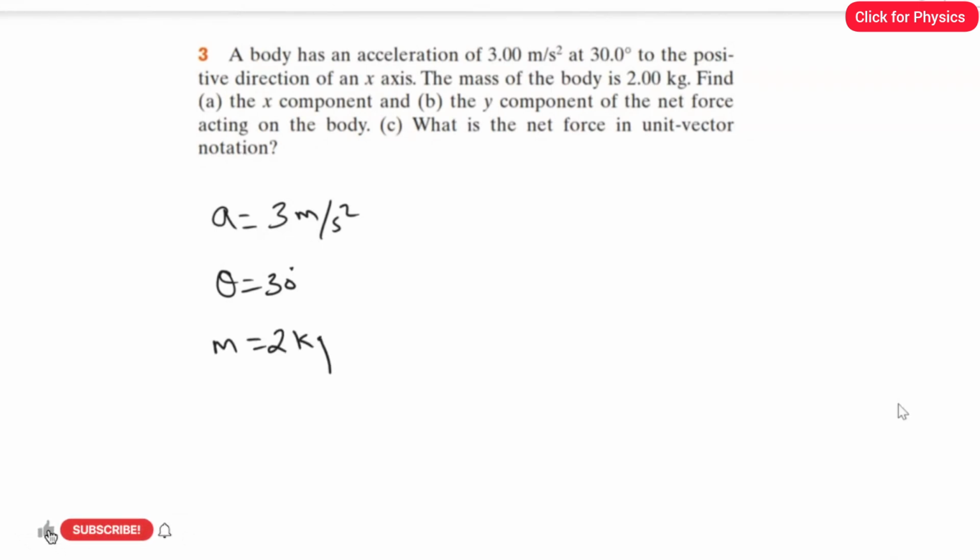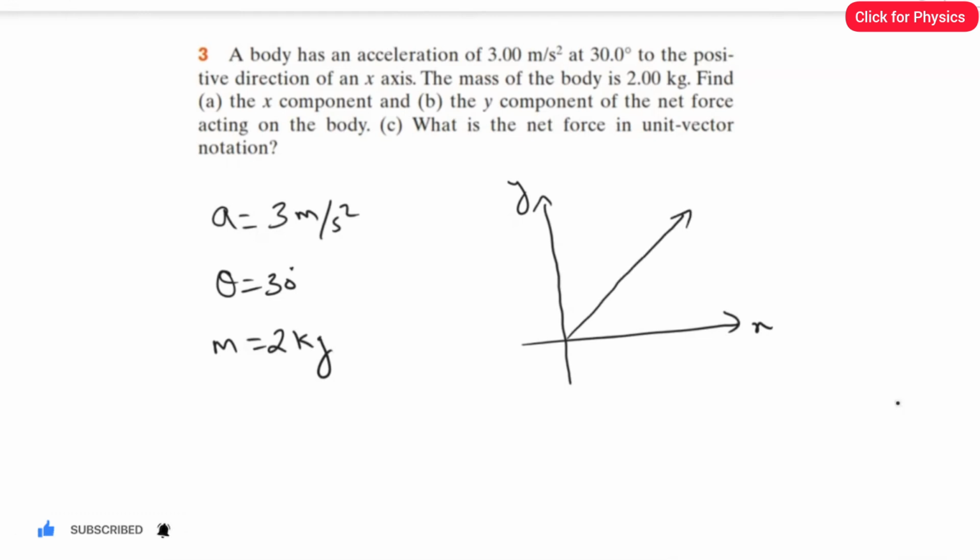That means if you draw the diagram, this is your x-axis, this is your y-axis. So let's take this as the acceleration vector, and the magnitude of the acceleration is 3 meters per second square, and the angle of the acceleration with respect to the positive direction of x is theta equal to 30 degrees. So here mass is a scalar, acceleration is a vector, right?